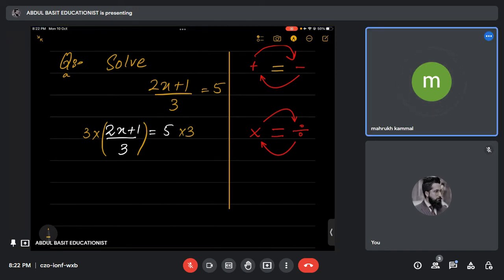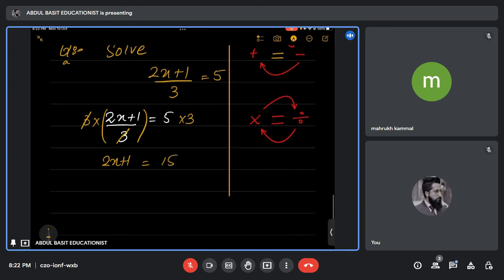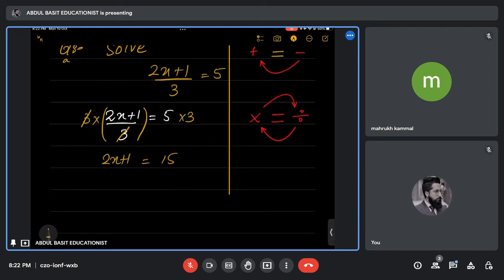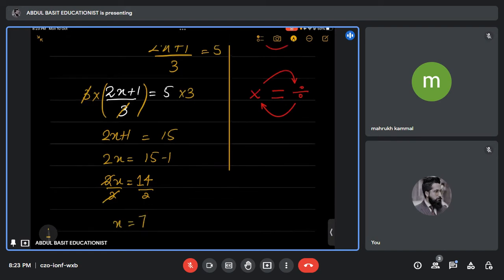So we can cancel this 3 with this 3. So it becomes 2x plus 1 is equals to 5 times 3 is 15. Get it? Now you can bring plus 1 to this side because there is nothing under 1. So 2x is equals to 15 minus 1. So 2x is equals to 14. So divide by 2 on both sides. So 2 and 2 cancel. So x is equals to 14 divided by 2 is 7.